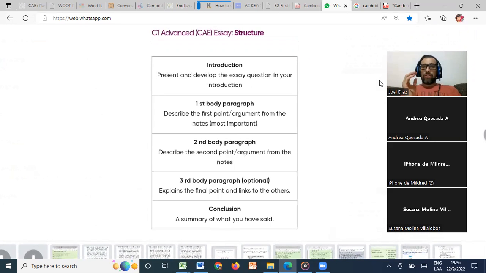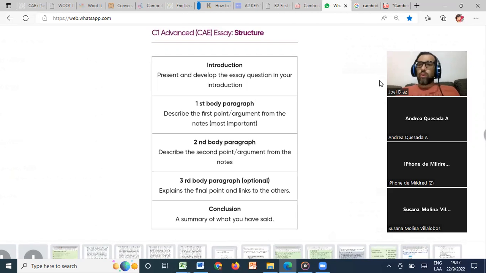Okay, so now this is the format that we need to follow when we need to write an essay. In this case, remember each of these parts is a paragraph, okay? In the introduction, it says present and develop the essay question in your introduction. In a moment, we're going to see what the question is and how we are going to see exactly the essay exercise in the test, okay? Then the second one is the first body paragraph. It says describe the first point, argument from the notes, most important. Second body paragraph, describe the second point, argument from the notes. The third body paragraph, explain the final point and link to the others. And conclusion, a summary of what you have said.